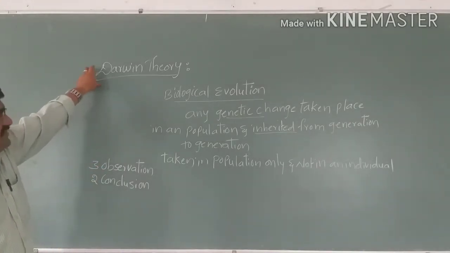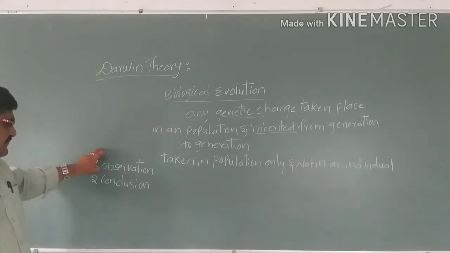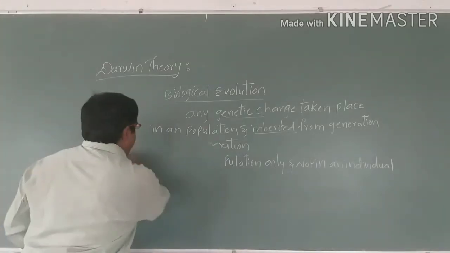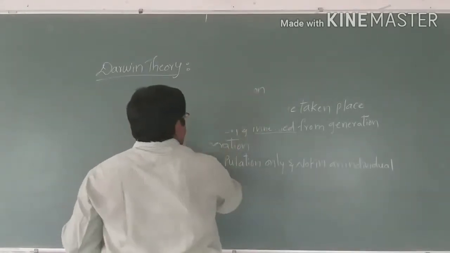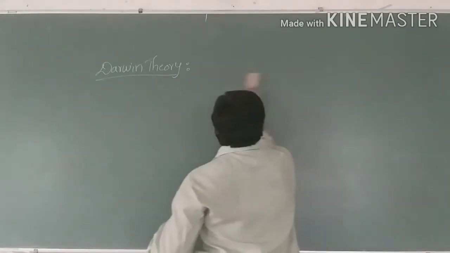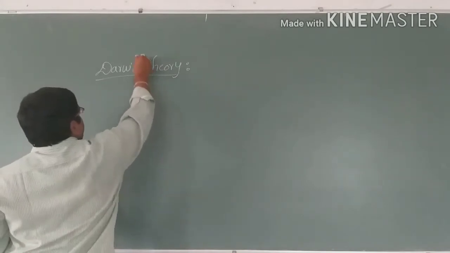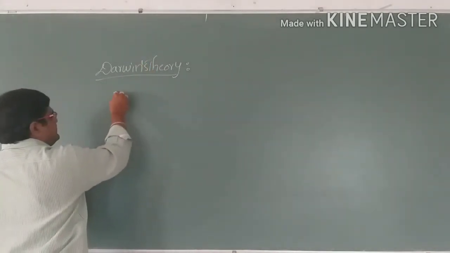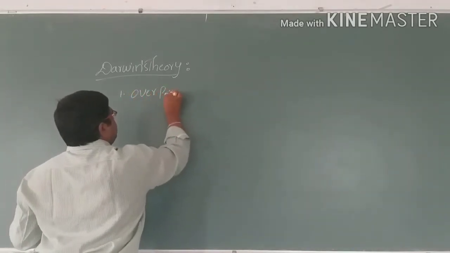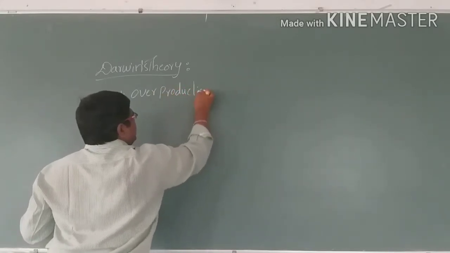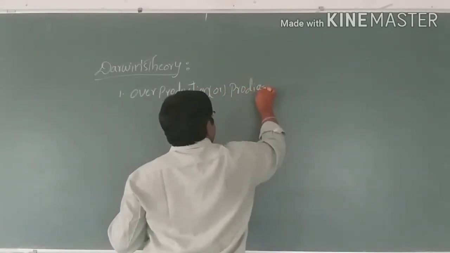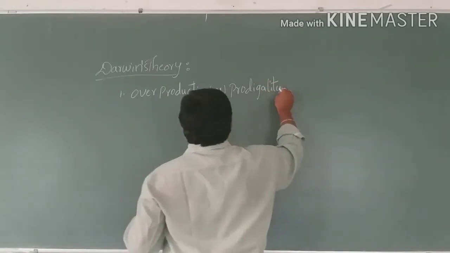So how does Darwin explain his theory? It is through three observations and two conclusions. Now we will discuss this. In this, the first one is overproduction, or otherwise we can write it as the probability of production.